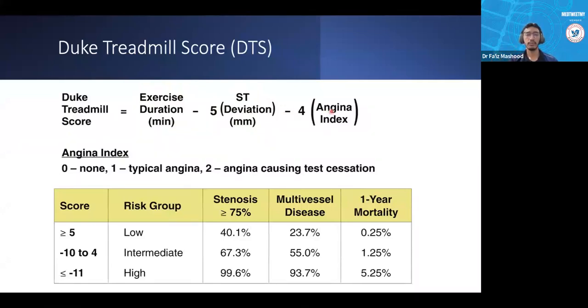So let's say got ST deviation, we put there as a score. And minus 4 times angina index. So angina index, we got a score 0, 1, and 2. All right. So this depends on either the patient having angina or not. And then we calculate the score. And from there, we decide either the patient falls under low, intermediate, and high risk group. And you can see high risk group here, the stenosis of more than 75%, prediction is 99%. It's very, very high. Multivessel disease also 93%. And 1-year mortality is 5.2%.